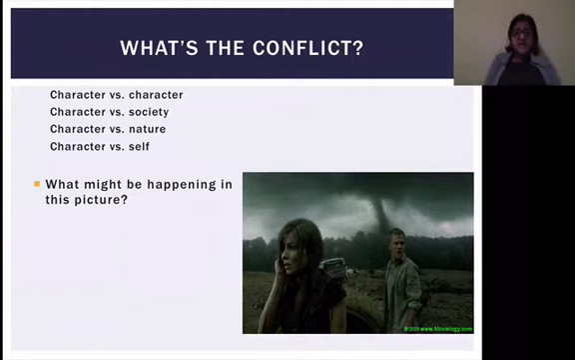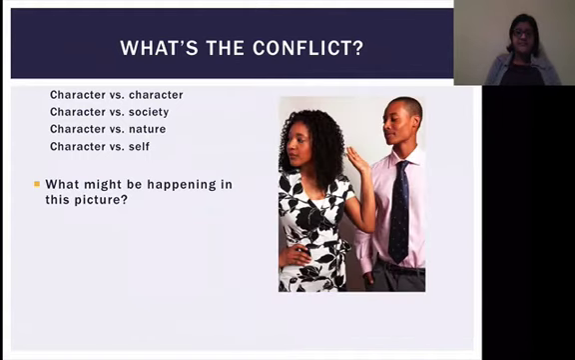So let's take a look at this. What might be happening in this picture? What's the conflict? Which of the 4 types do you think it is? Did you say character versus nature? Because you would be right. You can tell in this situation that they are in dire circumstances, and you can see this ominous tornado looming in the background. So this is going to be a character versus nature type of story.